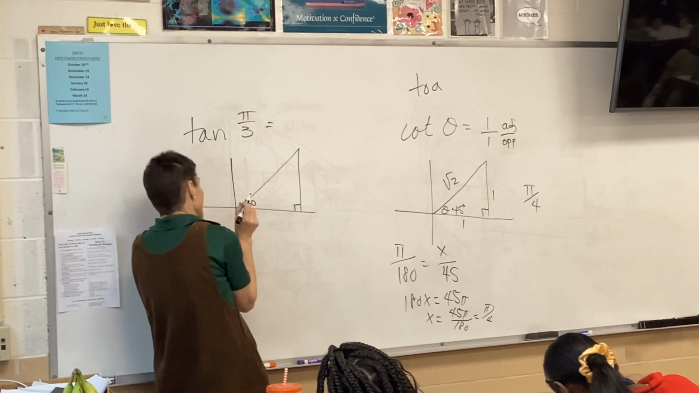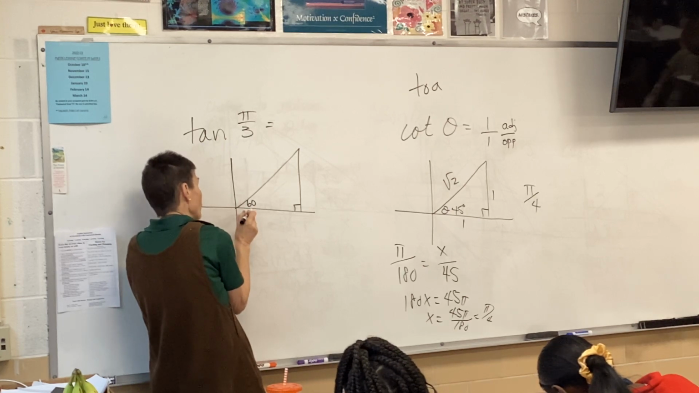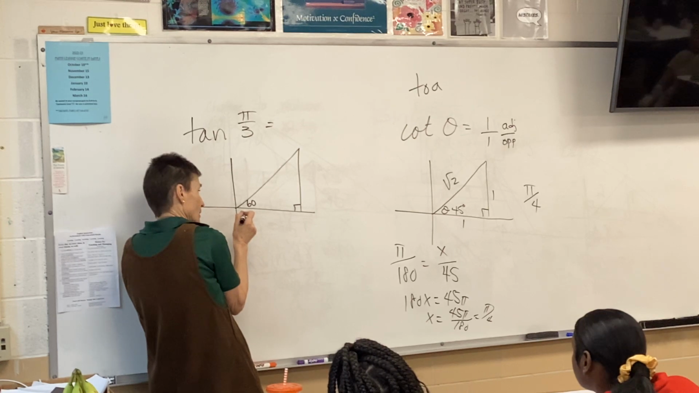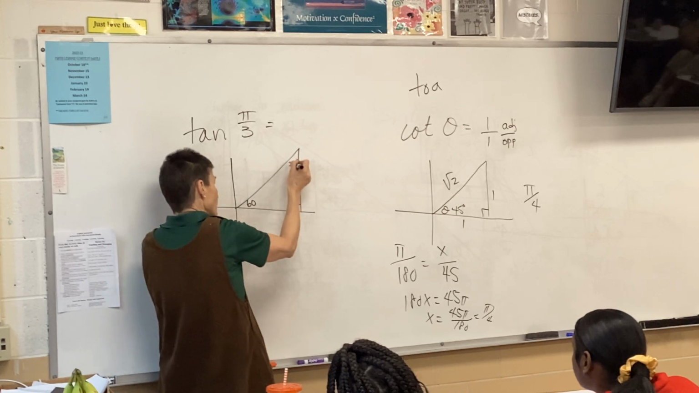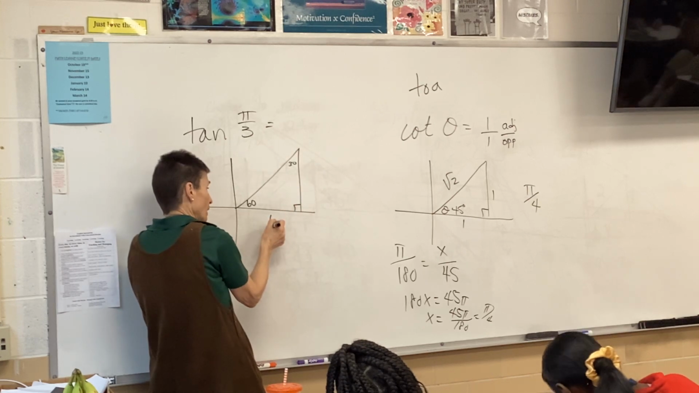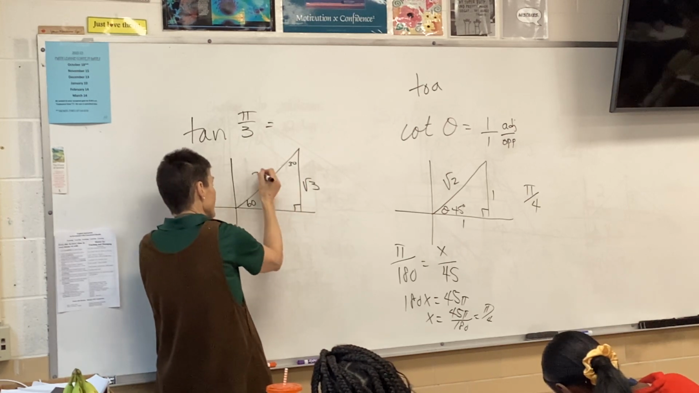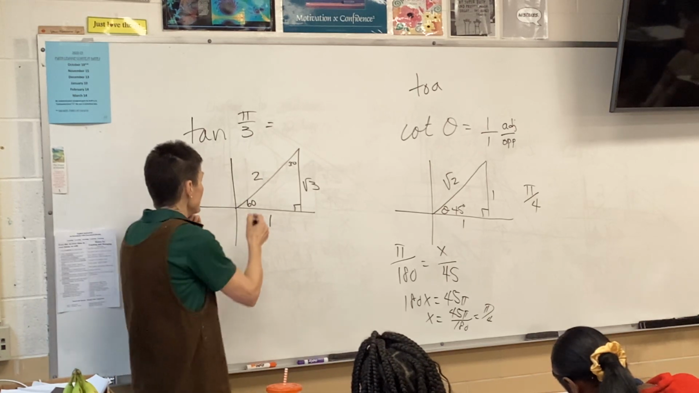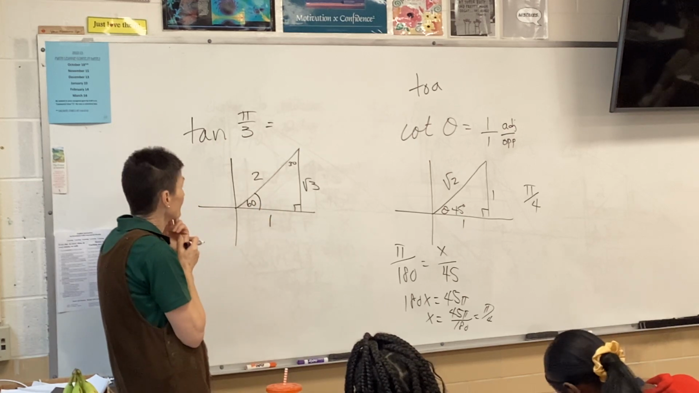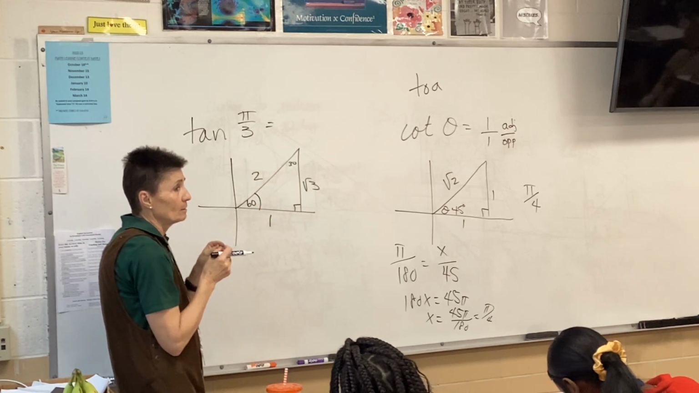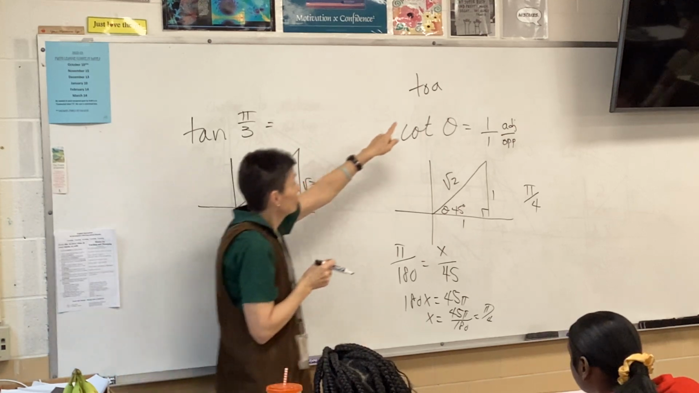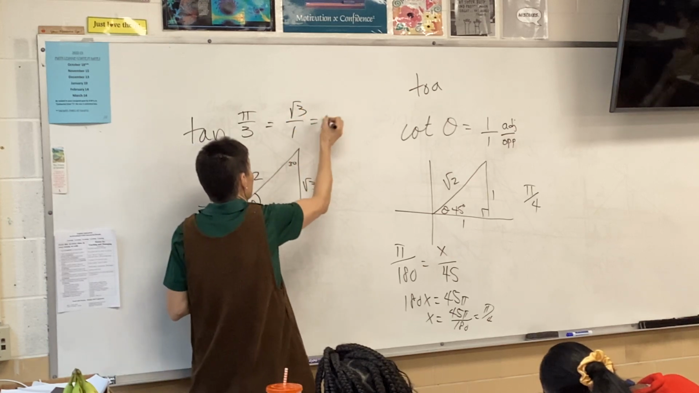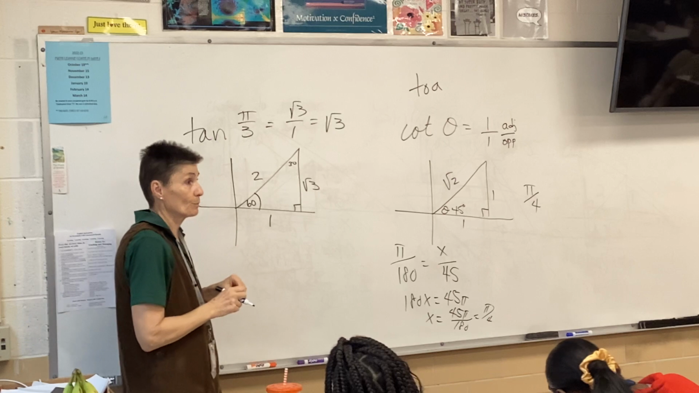Now, you're supposed to know the sides of this triangle. Across from the 30 is 1. Across from the 60 is root 3, and the hypotenuse is 2. This is your angle, always at the origin, and you want tangent. What's tangent? Opposite over adjacent, so that will be root 3 over 1, or just plain root 3.